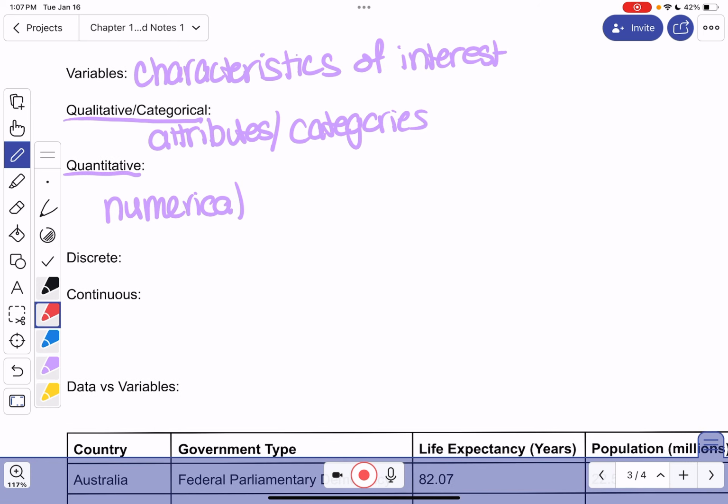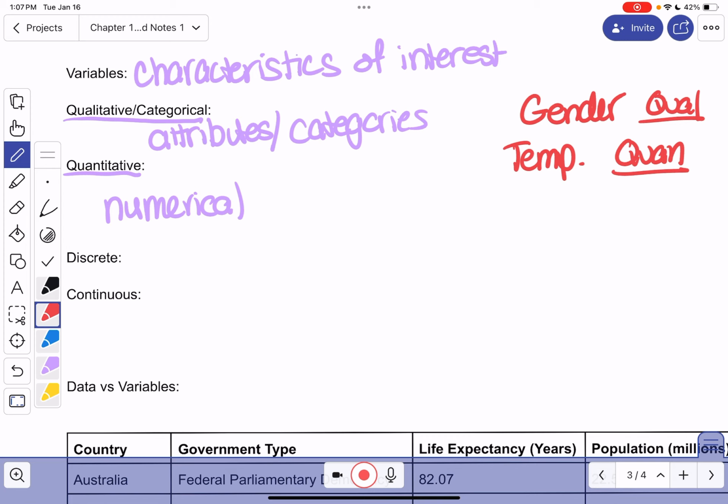So let's look at some. Gender. If I ask your gender, the answers are various responses, but they're all words, they're not numbers, so they're qualitative. If I ask the temperature, what temperature was it at noon? That's a number, so that's going to be your numerical, quantitative. If I ask the number of days that you studied this week, that's quantitative.